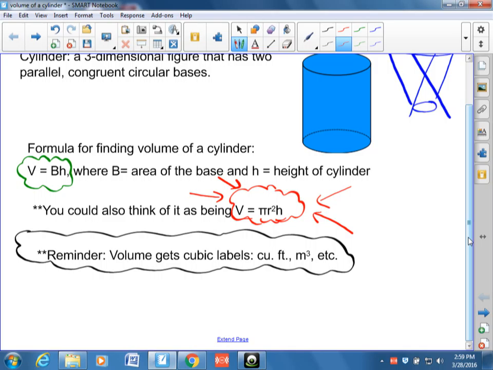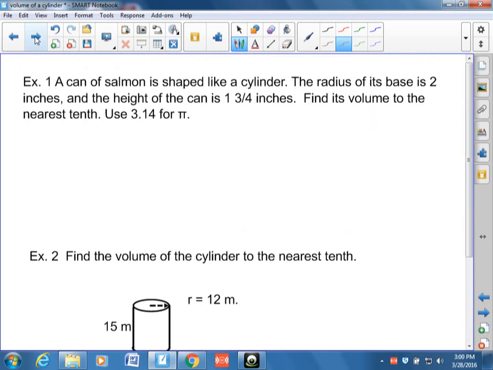Typically, your standard measurements, like feet, inches, miles, are going to get the cubic in front of it, CU. Metric measures are going to get the little exponent of 3. I don't care if I see you write feet with the little exponent of 3. That is fine. I just want you to know that it's cubic units. So we've got a few examples. I think you'll really catch on to this pretty quickly. It's mostly just substituting in and being careful with your calculating.